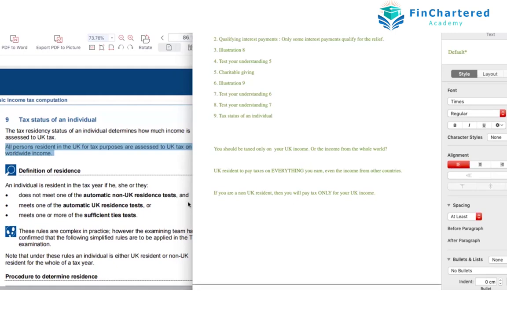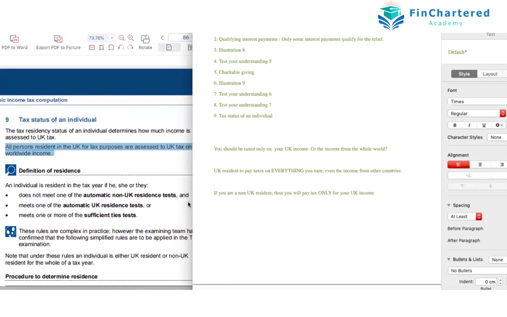So now in this section, we're going to look at when will you be treated as a UK resident and when will you not be treated as a UK resident. Again, there is a 3-step process to it.